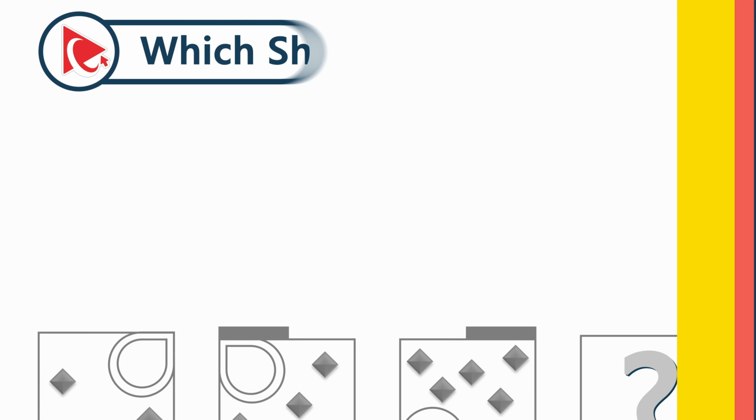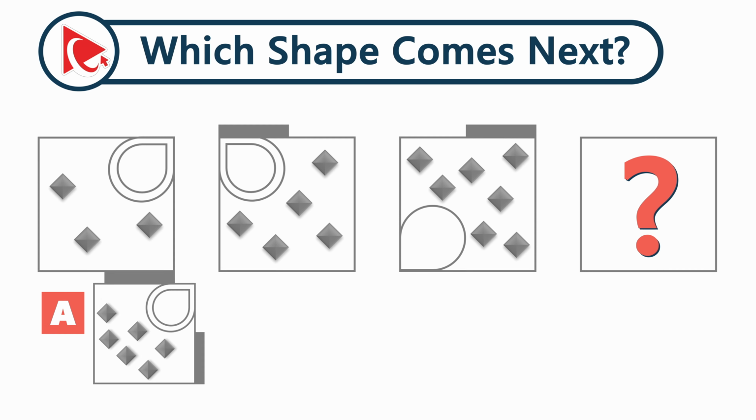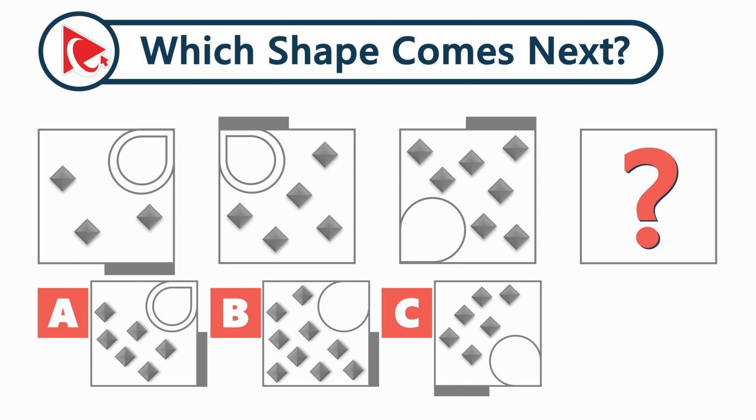You're presented with the shapes 1, 2, and 3, and the 4th shape is missing. Your goal is to decipher the pattern and determine your answer: which shape comes next out of 4 possible choices, A, B, C, and D.